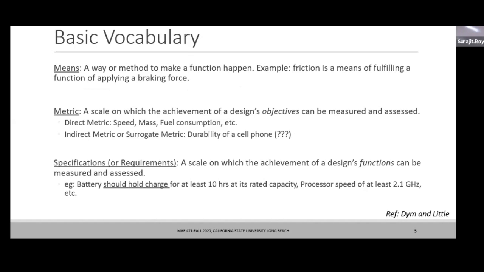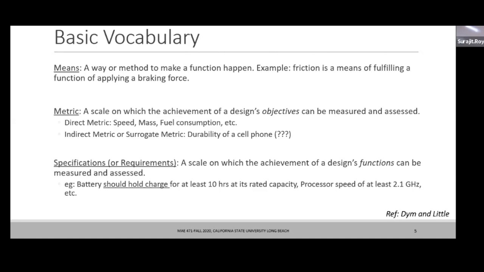Some more vocabulary here. Means we have already seen. These are basically the solutions, or the ways that we can implement a specific function. So for example, friction is a means of fulfilling the function. Similarly, we have seen different techniques or methods by virtue of which a specific function gets implemented. So that is what we call means.